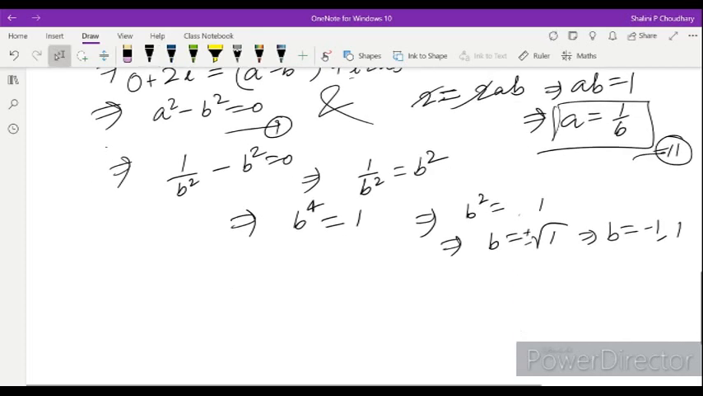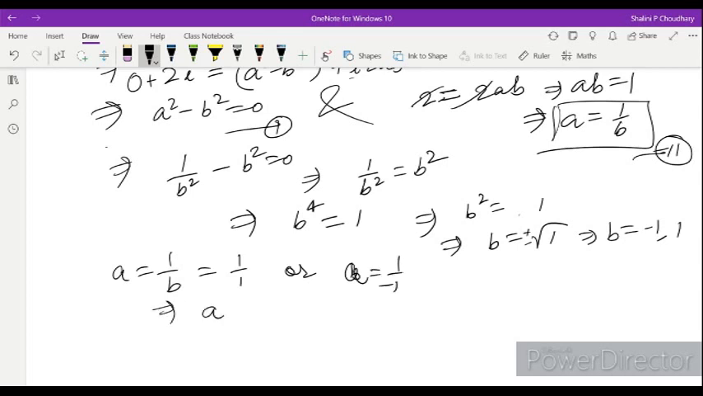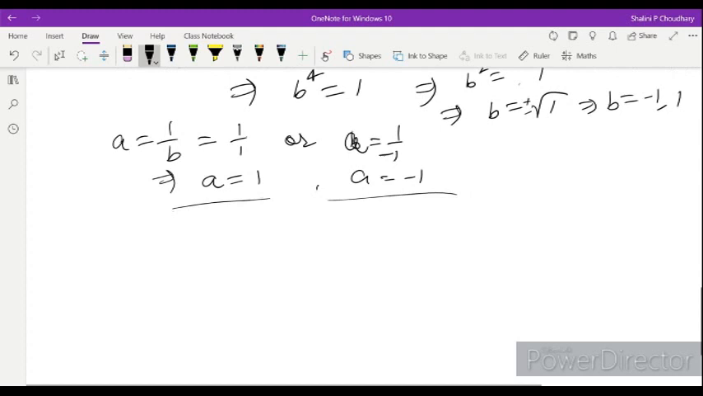Now we will find out the value of a. So a का value will be 1 upon b, that is equal to 1 upon 1, or 1 upon minus 1. So in this way a will be equal to 1, or यहाँ भी here also a will be equal to minus 1. So if b का value is 1, then a का value is 1. If b का value is minus 1, a का value is minus 1.